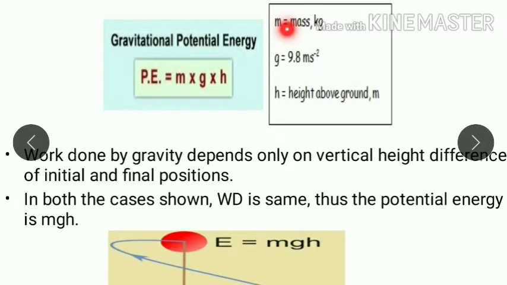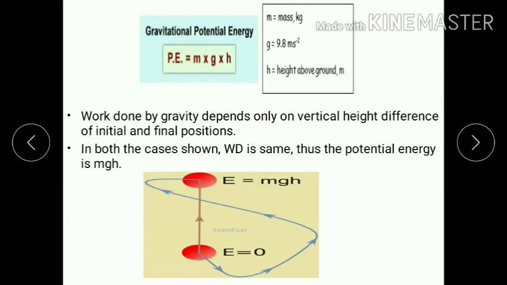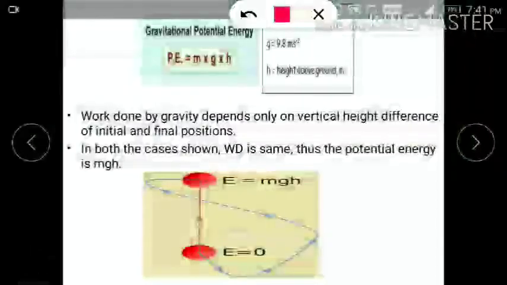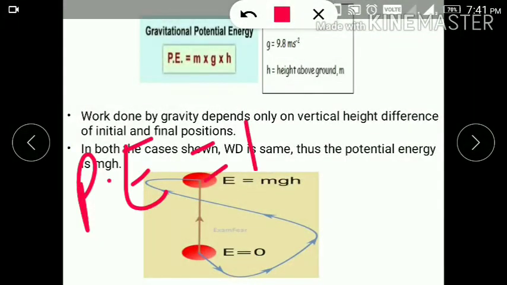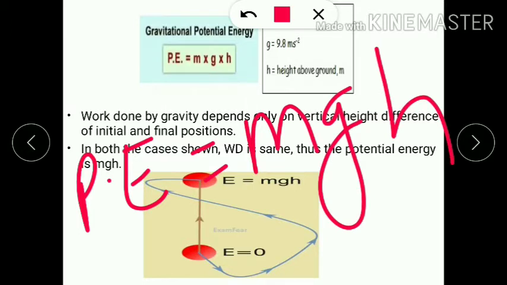Okay, m is the mass, the unit of mass is kg, or you can say gram. And g means gravitational acceleration, the value of which is 9.8 meter per second square. And h means height, we can take the height value in meters. Now, work done by gravity depends only on the vertical height difference between the initial and final positions. The formula of potential energy is mgh, where m is the mass, g is the gravitational acceleration, h is the height.